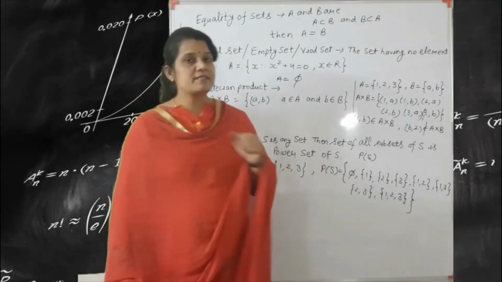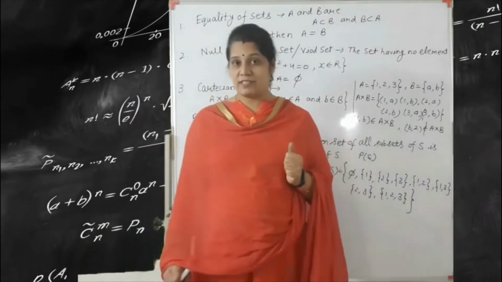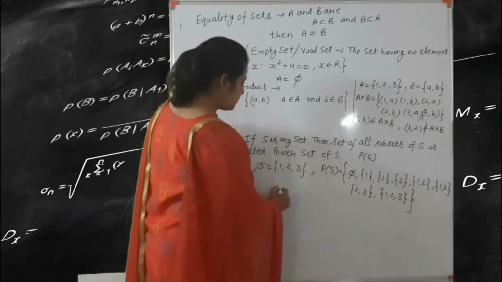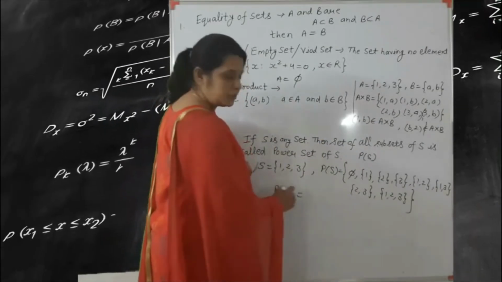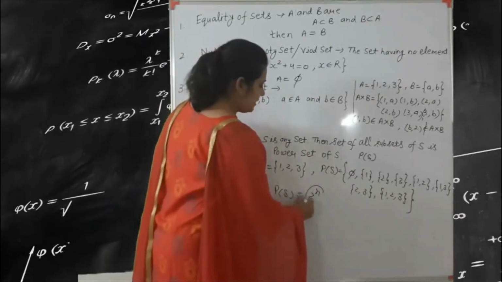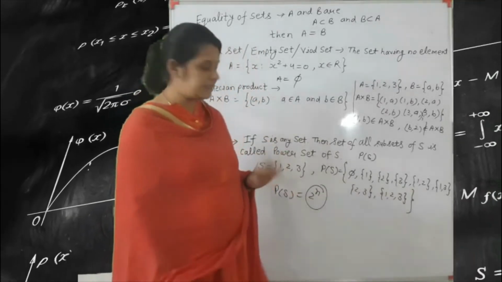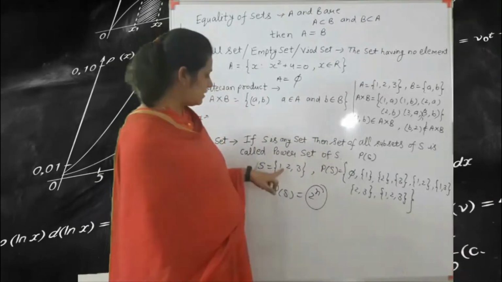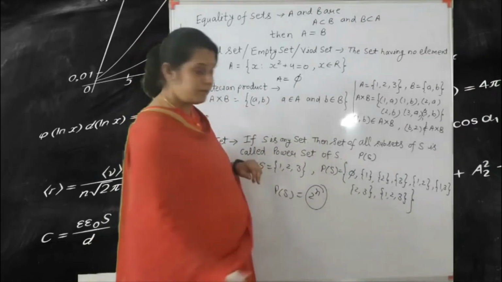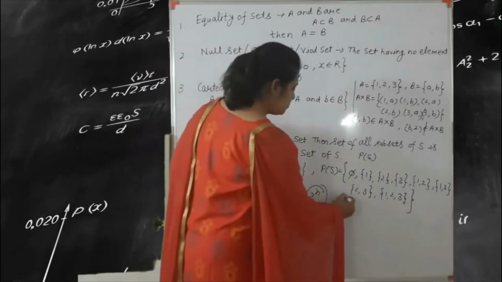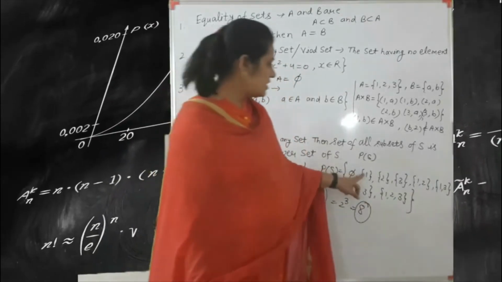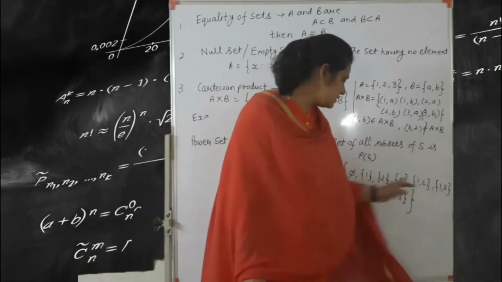One point is very important. The number of elements of the power set is equal to 2 raised to the power n, where n is the number of elements. Here we have 1, 2, 3, three elements, so we write 2 raised to the power 3. So the total is 8. Check: 1, 2, 3, 4, 5, 6, 7 and 8.